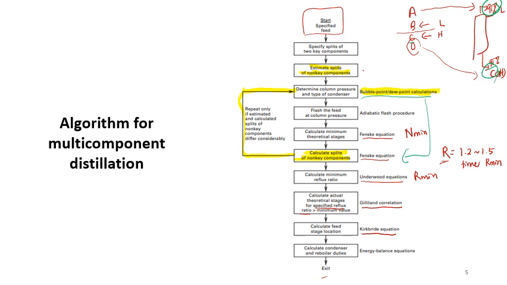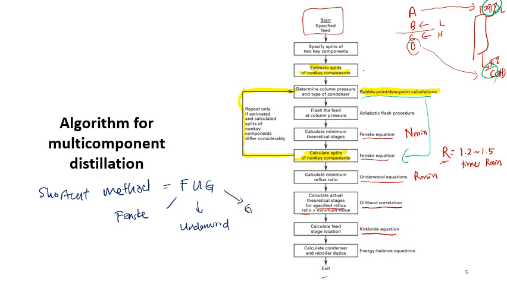So if you refer to some books, the multi-component distillation column design using the shortcut method is also known as the FUG method. So what is F? It is the Fenske. So the Fenske is when we use this to calculate the N-min and also the split of multi-components. U is for Underwood, so this one is to calculate the R-min, and G is for Gilliland. So just to familiarize you with all these terms.